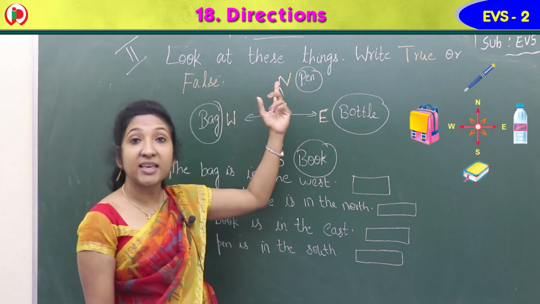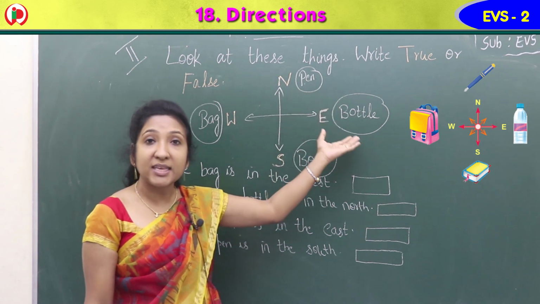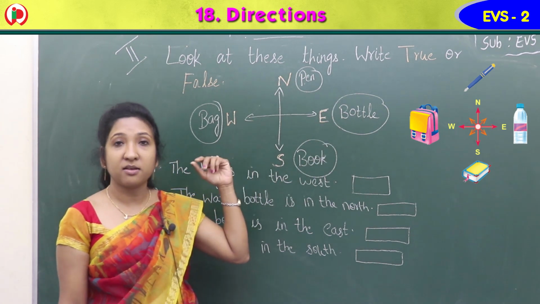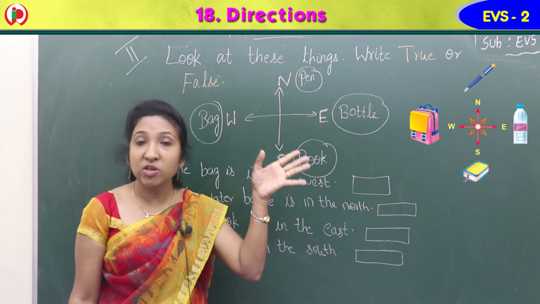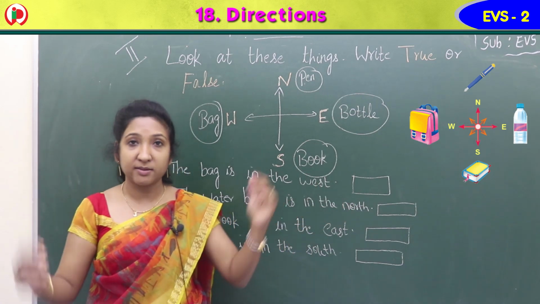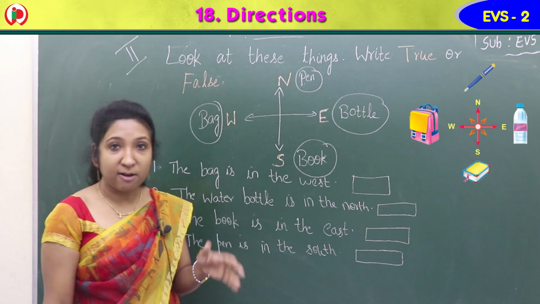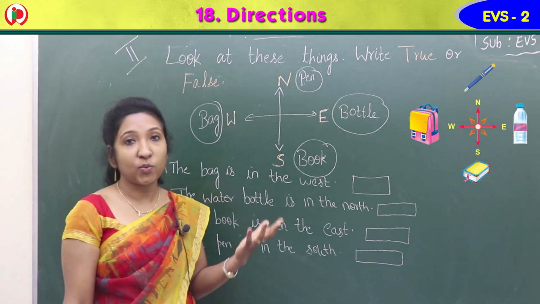North side you can see a pen, south you can see a book, east you can see a water bottle, west side you can see a bag. Can you see the image here? Yes, you can see the image in 4 directions: north, south, east and west. Now observe the picture, the images carefully in each direction, then you try to answer the questions.